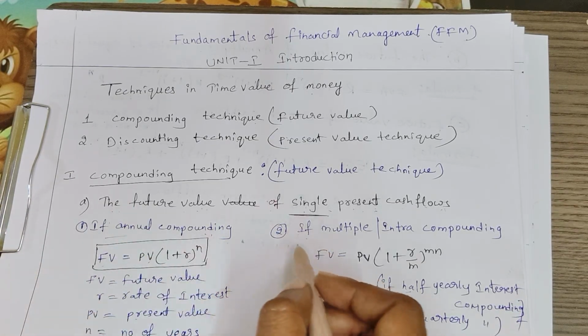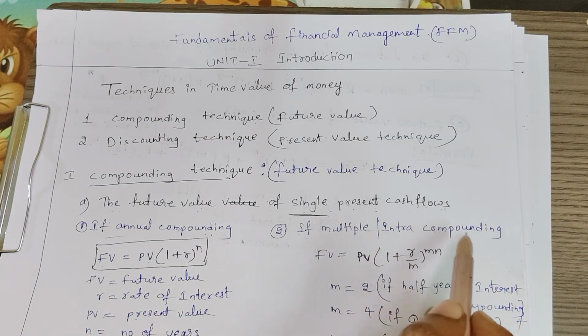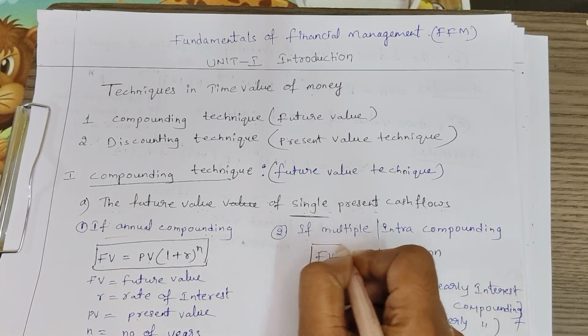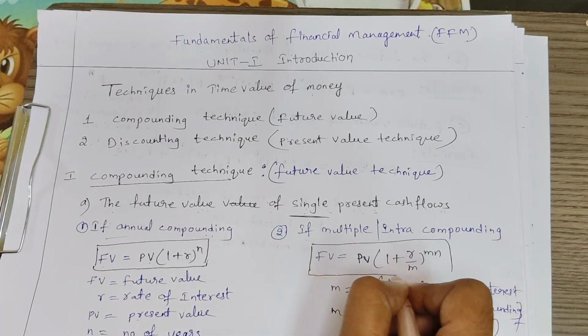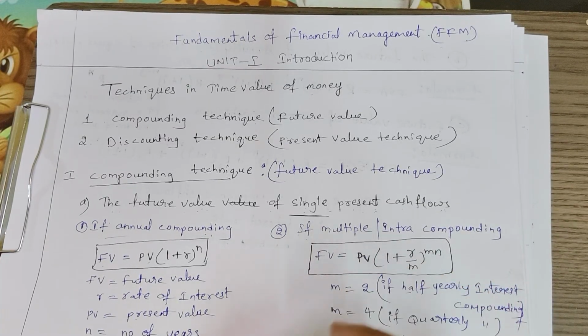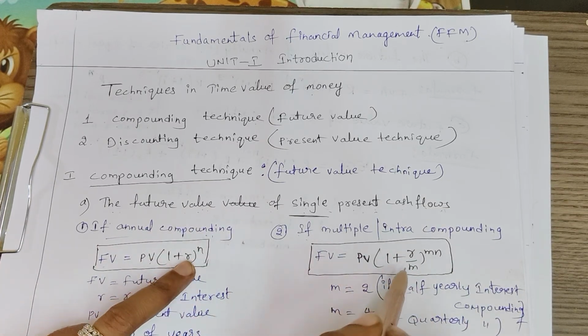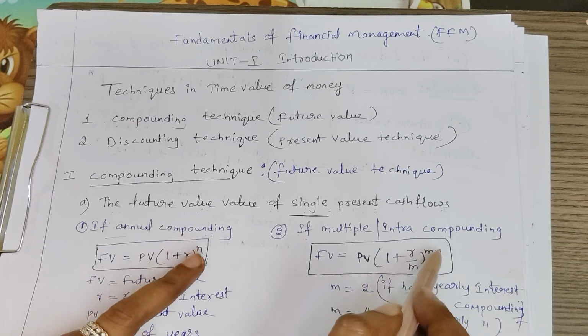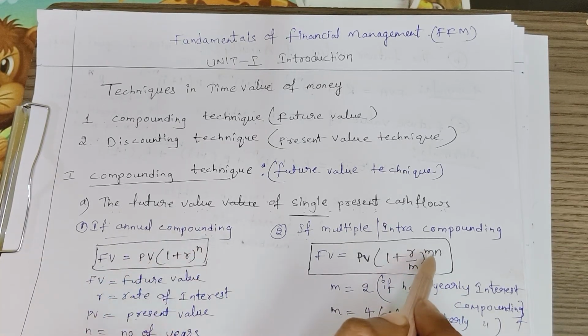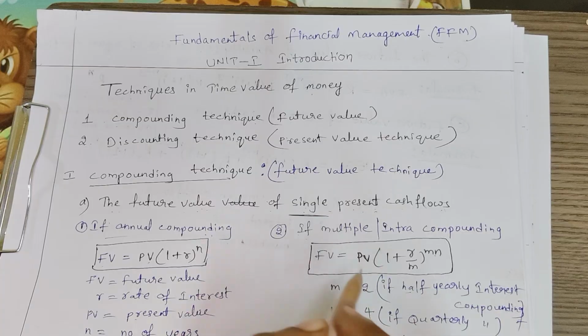Okay. Then second one, if multiple or intra compounding. So if your interest rate is half yearly or monthly or quarterly or daily basis, then we will apply this formula. Future value is equals to PV into (1 plus R by M) to the power of M into N. Instead of R, here we are using R by M, and along with N, here we are multiplying with M. Okay. So M is equals to what? M is equals to 2 if half yearly interest rate. M is equals to 4 if it is quarterly. M is equals to 12 if it is monthly.